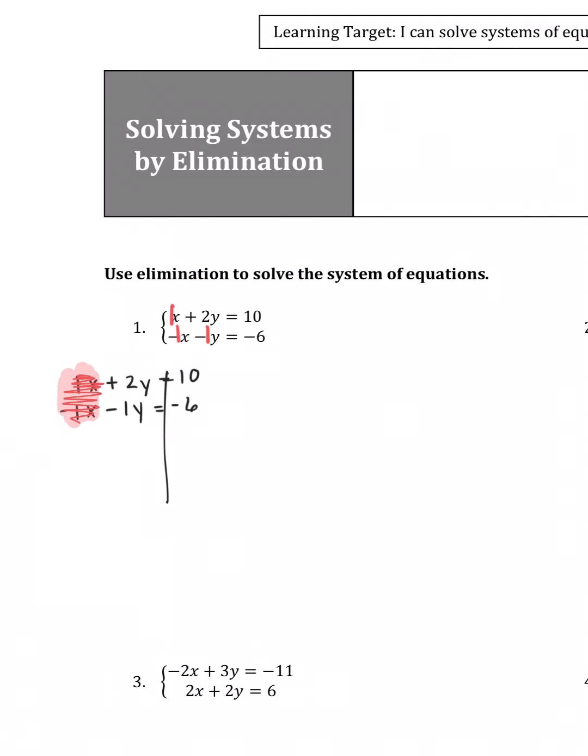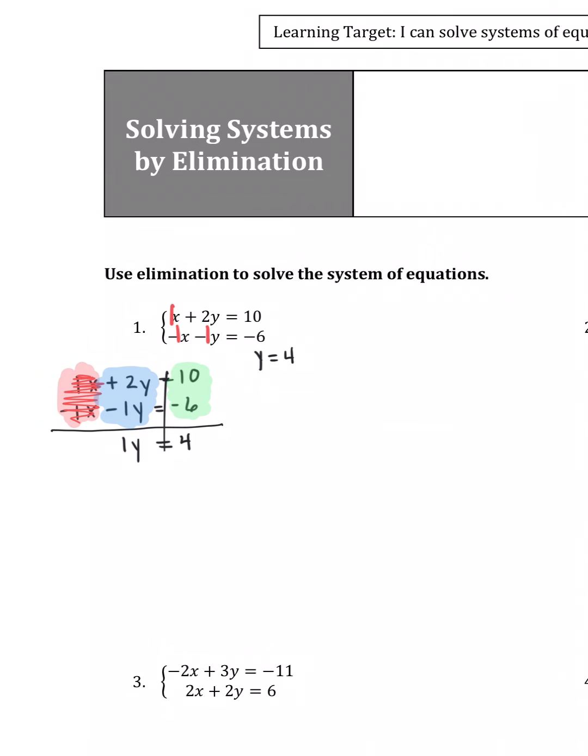So now I'm going to look at my other one, and I'm going to add or subtract each column. So let's look at this column right here. I have positive 2y minus 1y. Well, positive 2 minus 1 just leaves you with 1y. So I have 1y equals, and now I'm going to look at my last column. I have 10 and then a negative 6. So 10 minus 6 is 4. So my answer is going to be 4. So 1y equals 4. Now remember, if we have a 1 in front of the y, it's just like saying y equals 4. So I found my y. I'm good there. Now I'm going to see if I can solve my x.